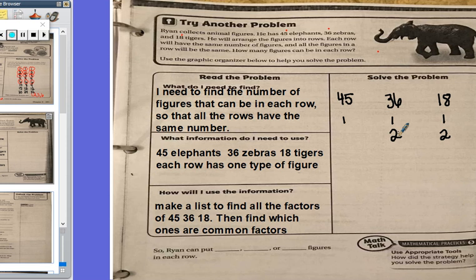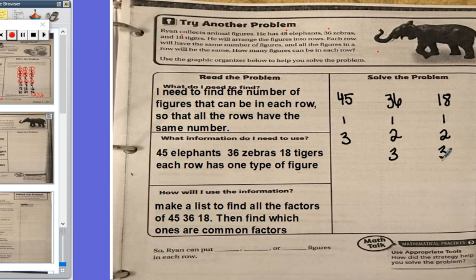Then I'm going to start on the next number, so I'll go to number 3. Let's see, 3 times 15 is 45, so I can put a 3 there. 3 will also work for 36. 3 times 12 is 36. And it will work for 18 as well because 3 times 6 is 18.